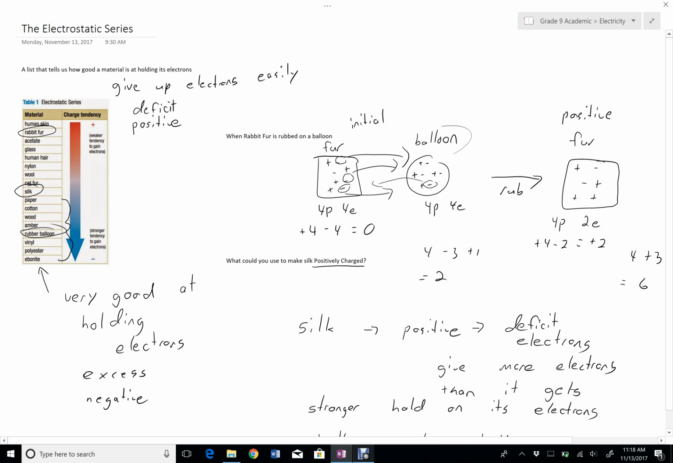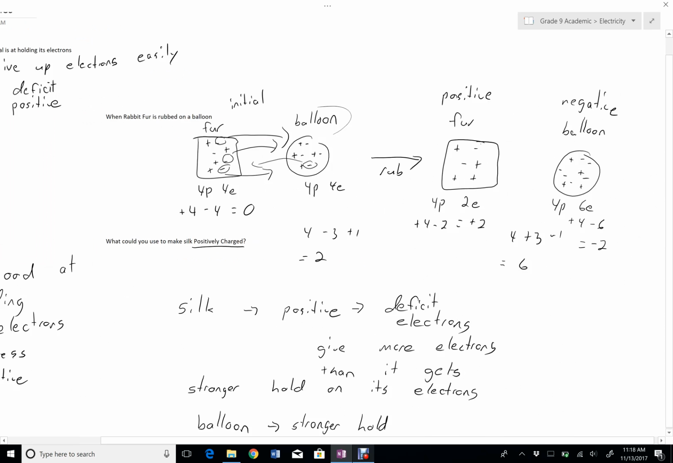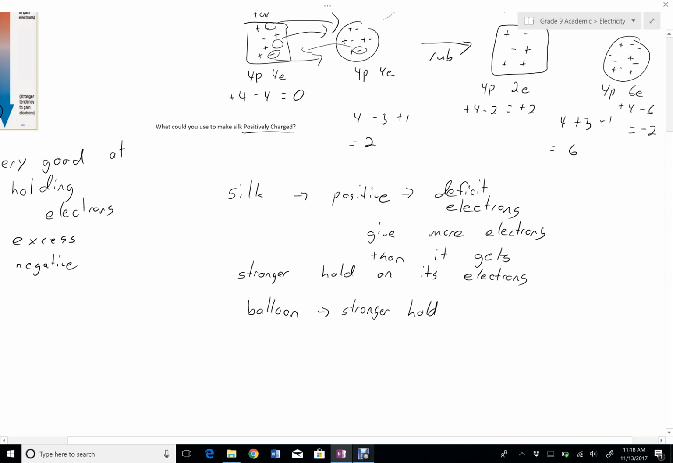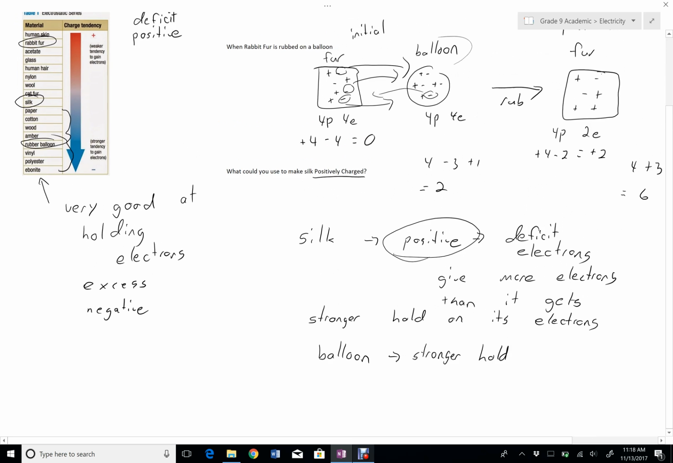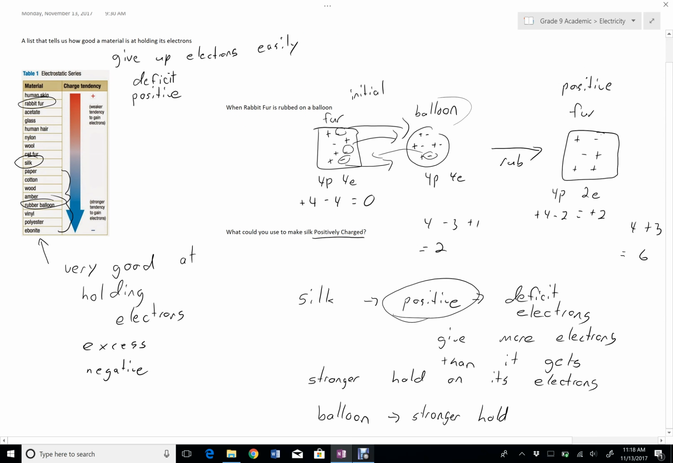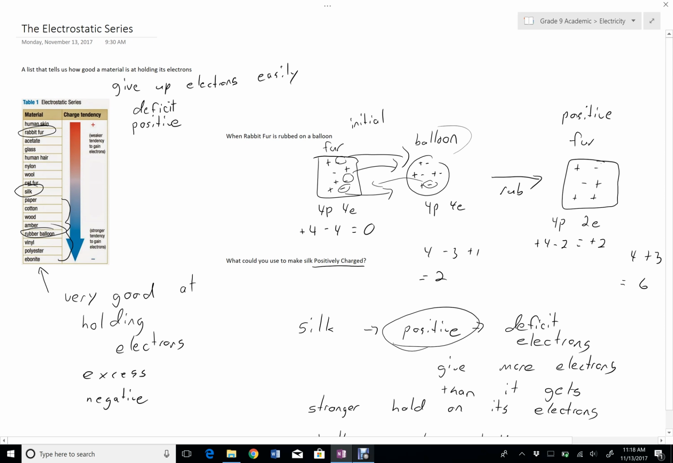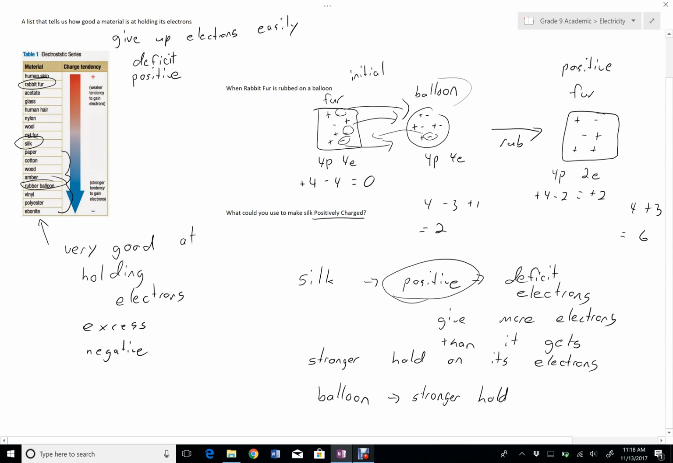So the balloon, just like it did with the fur, will end up taking more electrons and leaving the silk, just like the fur, positive in the end. And that means that if I rubbed silk with my rubber balloon, my silk would become positive. So that's how I can use the electrostatic series to predict which object will become positive or negative, and also how I can use it to choose a material that will get me the charge that I want on the material that I want.